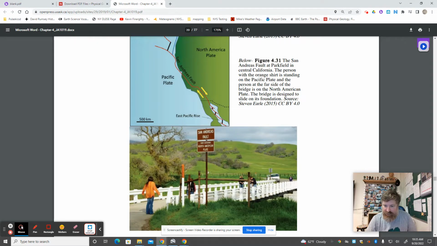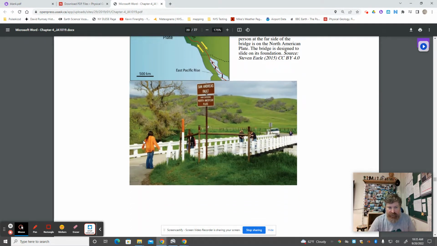The book says that it's designed to shift on the foundation, which is kind of neat, because this woman in the orange shirt would be destined to head that way when this thing goes off, if she were able to stand still for a really, really long time compared to that person over there.